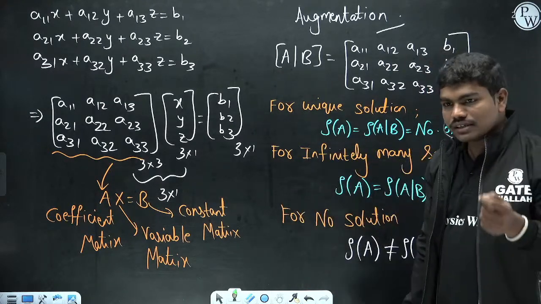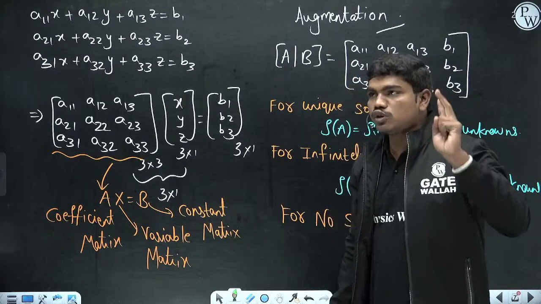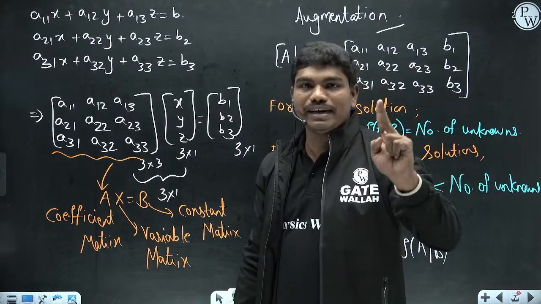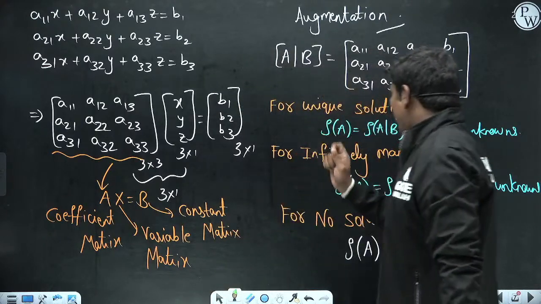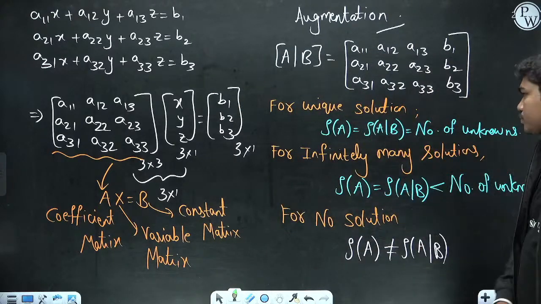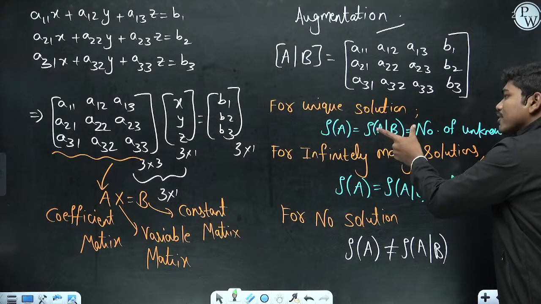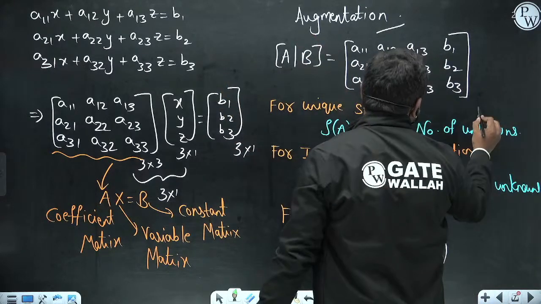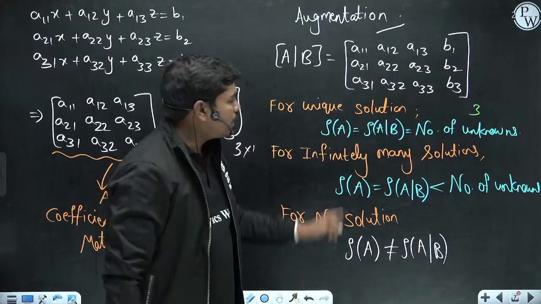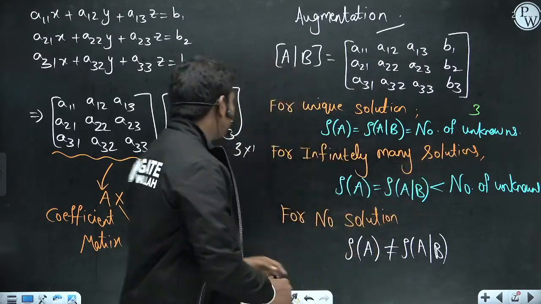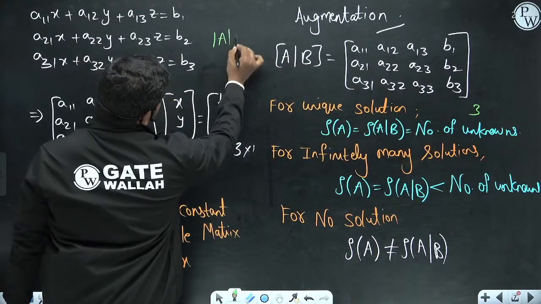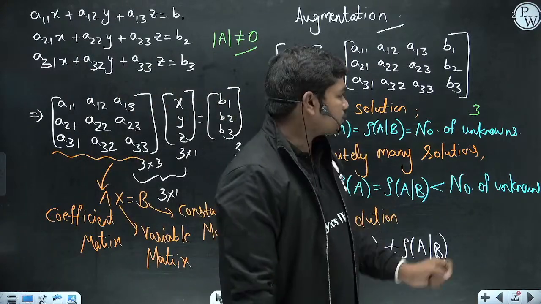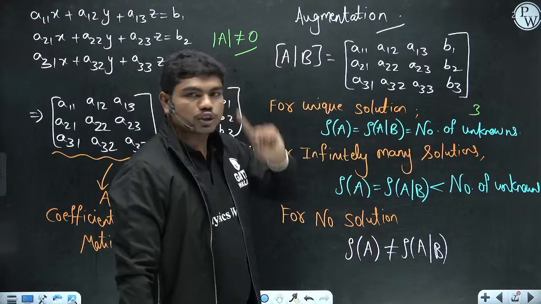So whenever they are equal, then definitely there are only two possibilities. One is either you get a unique solution, or else you get infinitely many solutions. So if you want a unique solution, then the rank of A should be equal to the rank of A augmented B, which is equal to the number of unknowns. For example in this question 3, if the rank of A should be 3, then the determinant of A should not be 0. Yes or no? Correct? If you want the rank of A to be 3, then the determinant of A should not be 0.